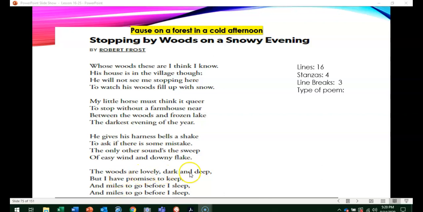So the woods are lovely, dark and deep. Does he like the woods? Yes, right. He really enjoys them, because look how he describes them. They are lovely, dark, and deep. But he can't stay there and enjoy it because what? He has a promise to keep.